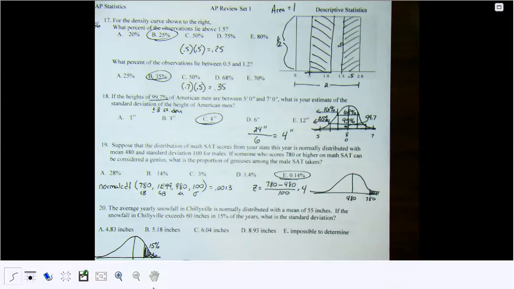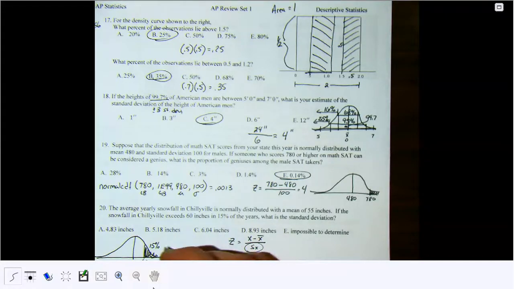I need to have a z-score for this value right here. Actually, we know what it is. We know it's 60. But I need to know what that z-score is because remember we're going to go with z is equal to observed minus expected divided by my standard deviation. And in this particular problem, my unknown is going to be my standard deviation. So I need to know that z-score, so that's going to force me into an inverse norm.